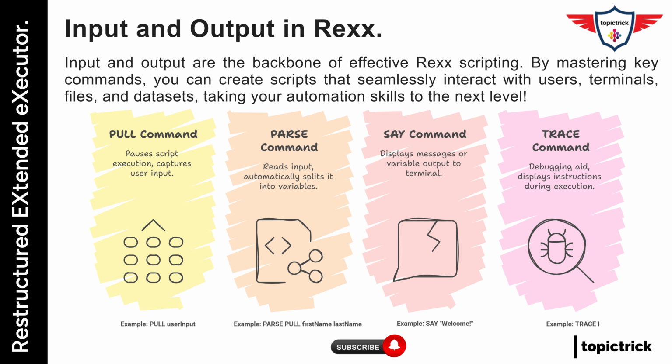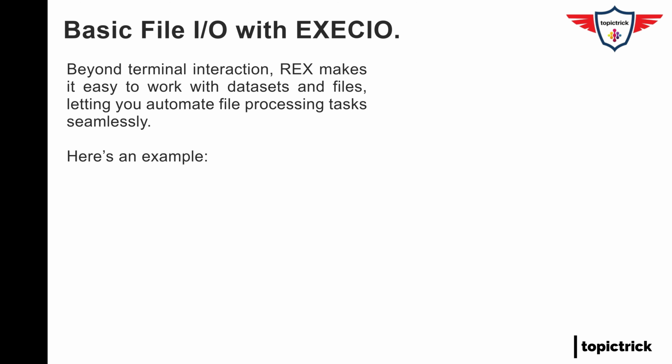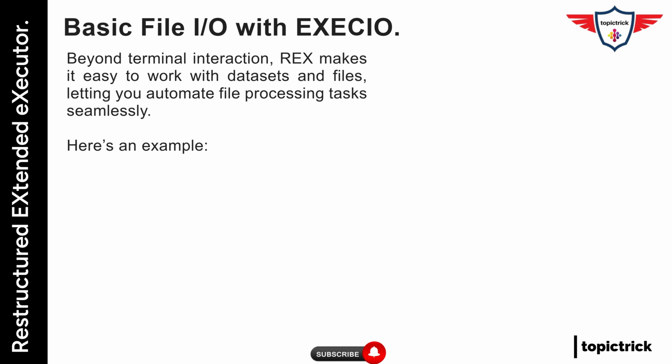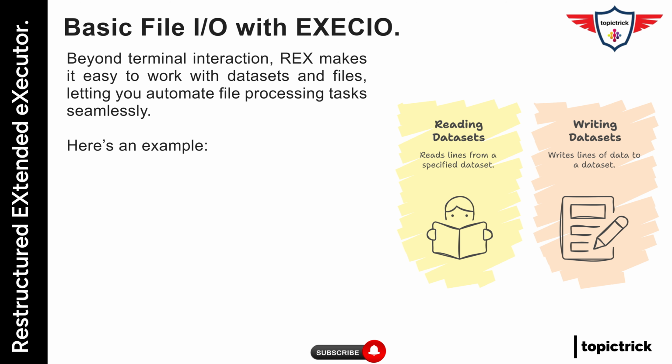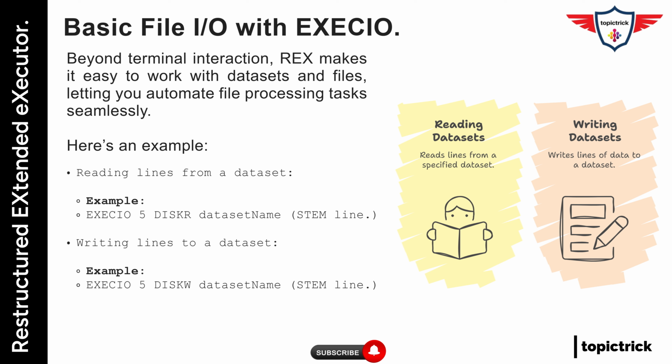That's where things get even more powerful. Rexx can easily read from and write to files using EXECIO. For example, you can read lines from a dataset into a variable, process them, and even write them back. With EXECIO, you specify how many lines you want to read or write, where the data should go, and which dataset or file you're working with.